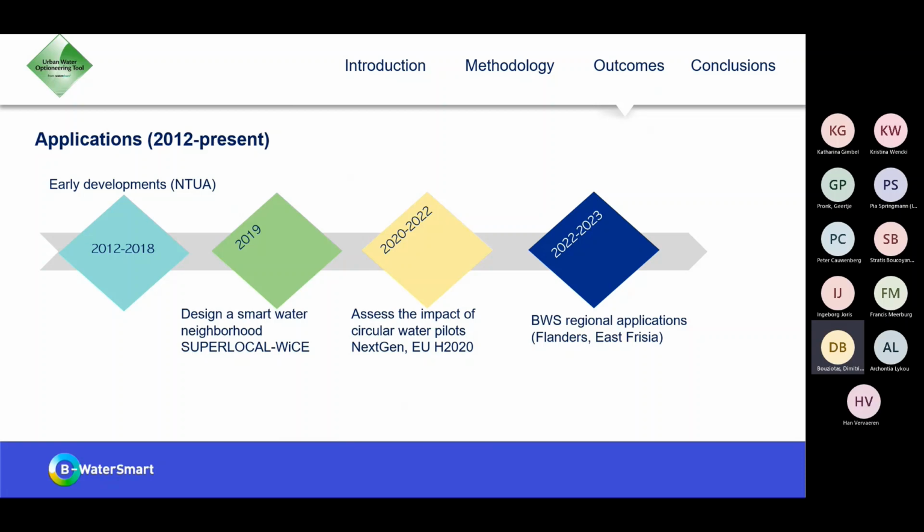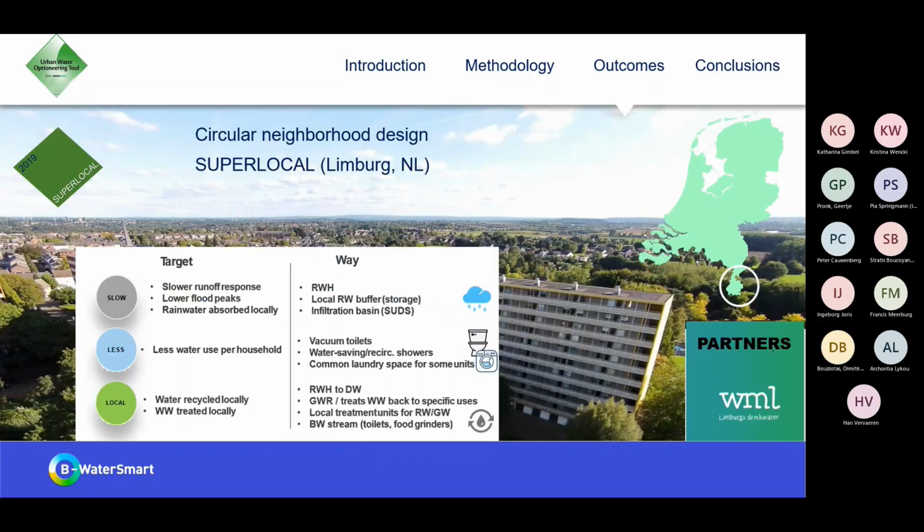It has been thus applied successfully in a range of European cases at different spatial scales. And now we are going to see some recent examples in the slides that follow. In the beginning of 2019, UWOT was applied successfully as an ex-ante evaluation model for a circular neighborhood in Limburg.